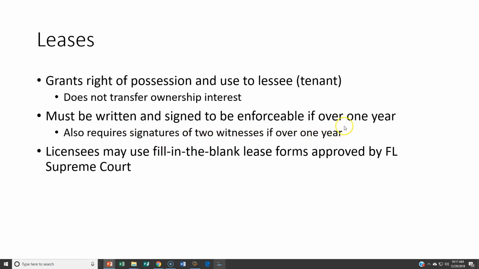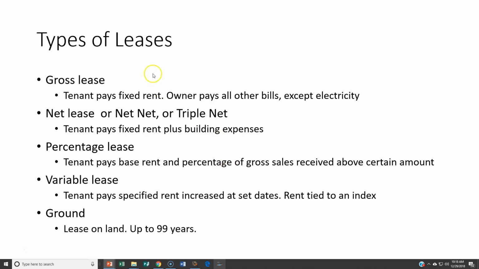They've got a funny thing about leases over 1 year. Licensees may use fill-in-the-blank lease forms only approved by the Florida Supreme Court. You can't draw up your own, and you cannot use something which has been drawn up by somebody else that hasn't been approved by the Supreme Court.